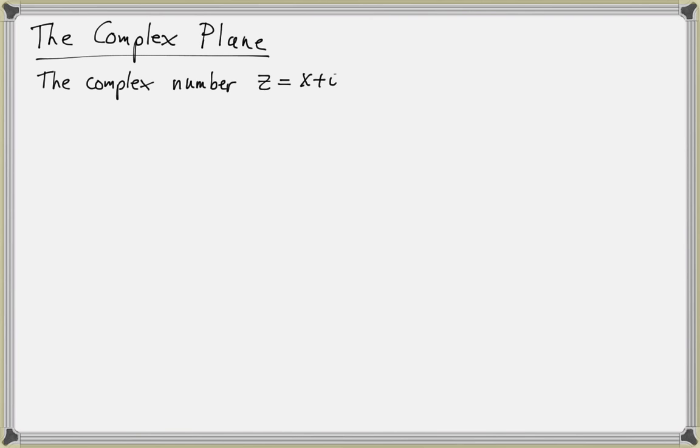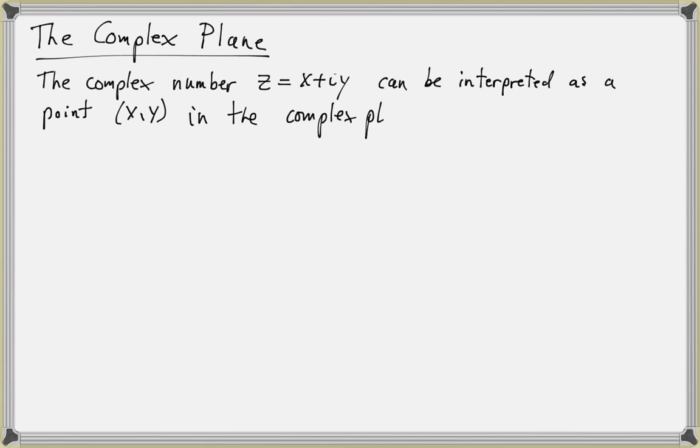as x plus iy. And we're going to interpret this complex number as an ordered pair where the coordinates are the real part and the imaginary part of z. So the complex number z equals x plus iy can be interpreted as a point or ordered pair x comma y, and then we'll use our knowledge of the Cartesian coordinate system to identify this on a plane which we call the complex plane. Or we can call it the z-plane.